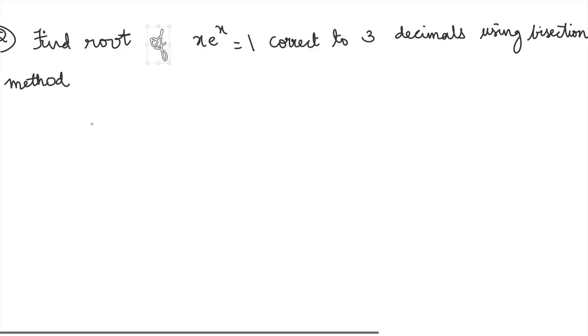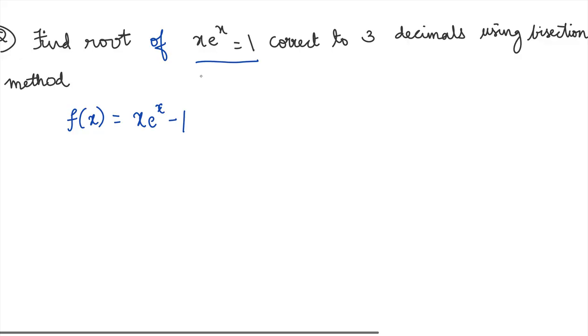So the question is, find root of x e power x equal to 1 correct to 3 decimals using bisection method. So what is the equation? F of x is equal to x e power x minus 1, right? This equation we write in the form of f of x. So f of x is equal to x e power x minus 1. So this one we are sending to the left hand side.